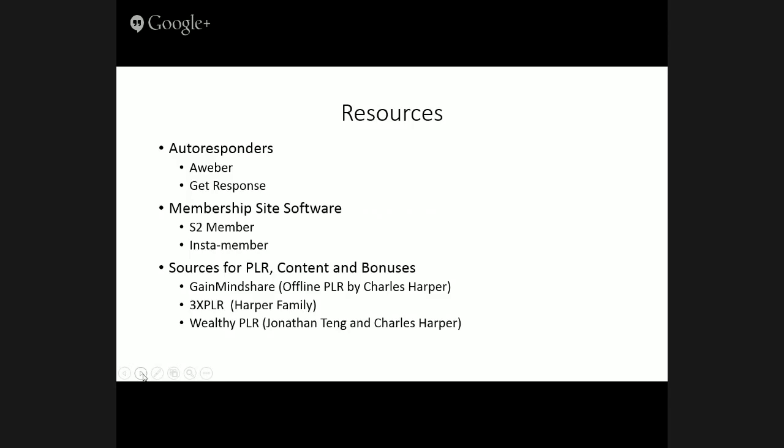GetResponse. Now, in terms of membership site software, you can use whatever membership software you like. I've used S2 Member because it was free in the past. I've used InstaMember because it was affordable. Optimized Press has been one that I've used recently.